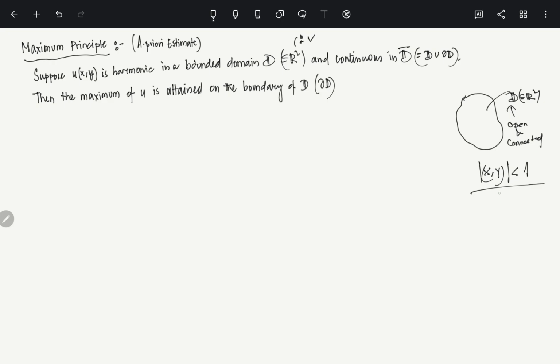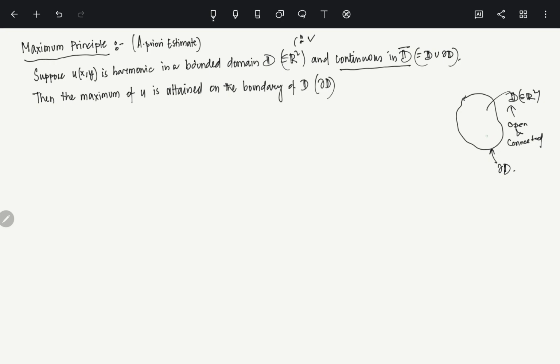Now this is your D. In this case, what is del D? Del D is nothing but the set of all tuples (x, y) such that the modulus of (x, y) is equal to 1. So that is your boundary. This is an example. Generally speaking, you have an open set and there is a boundary of it, which is given by del D. Now the maximum of u, what it is saying is this: u is continuous up to the boundary.